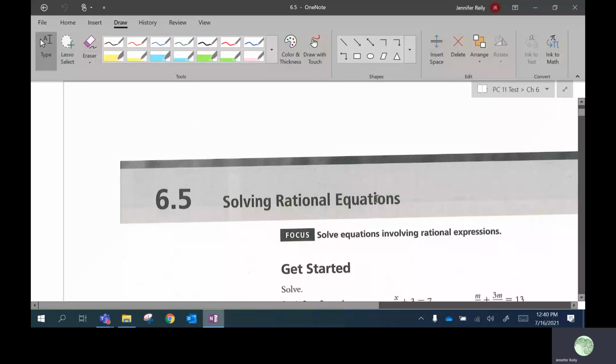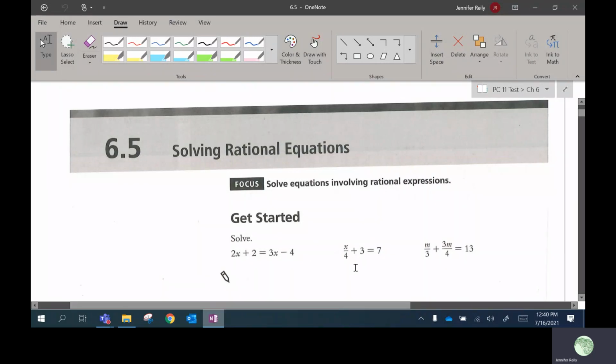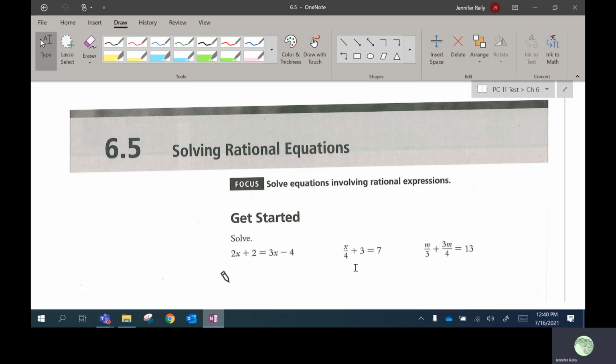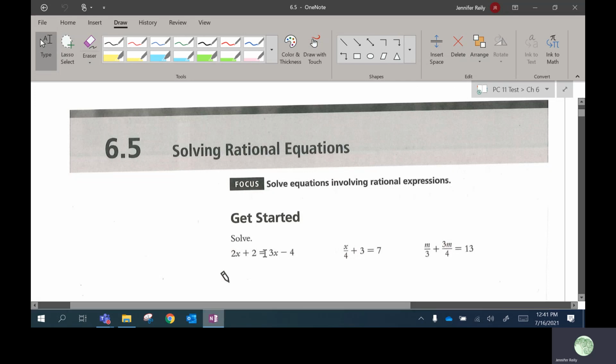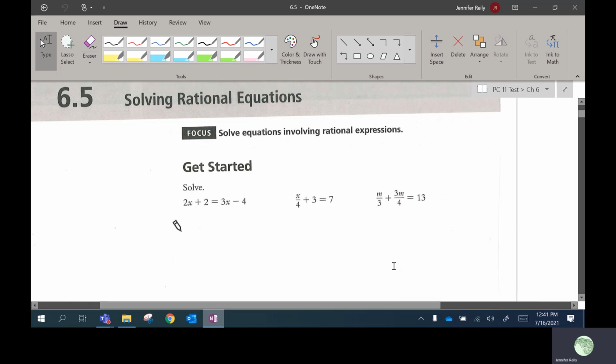Okay, welcome everyone. We are doing lesson 6.5 today. Instead of looking at rational expressions where we have no equal sign, today we're actually going to be solving rational equations. So we're going to be having expressions with equal signs and then solving for different values of x that satisfy these. We are going to do the get started today, just to remind ourselves some strategies when we are doing algebra to solve equations. And then we'll get into the lesson.